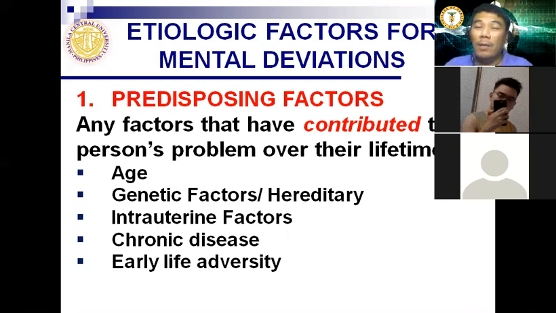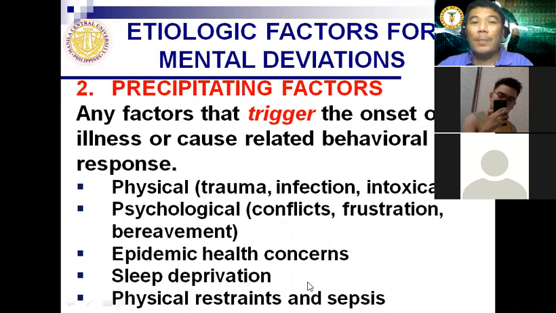Just like in situations where you had a problem in your childhood, that may also predispose to his present condition, why he or she has been diagnosed with such mental deviations. Okay, how about precipitating? For precipitating factors, all you have to do is remember the key term: trigger. Contributed tendencies are for predisposing. For precipitating, trigger. Any factors that will trigger the start, the onset of illness or cause-related behavioral response.